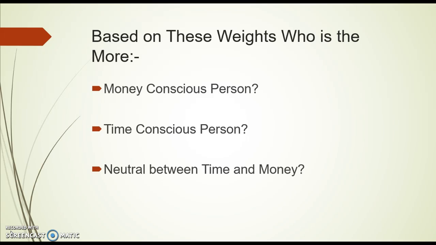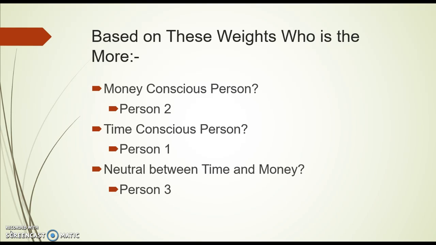Well, the person who is most concerned about money would have a higher weight attached to that attribute, and that person, of course, is person 2, Broke Barry. The person who's more time conscious has a higher weight attached to that attribute, and that is person 1, who is Busy Betty, whereas Steady Sam, good old Steady Sam, is neutral between time and money.